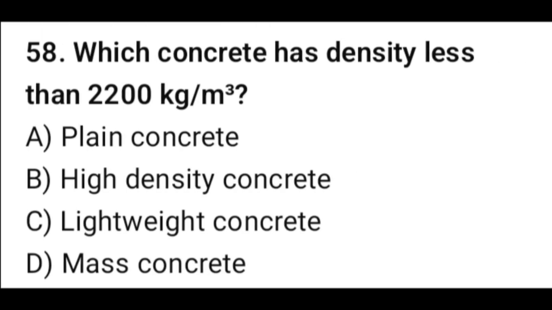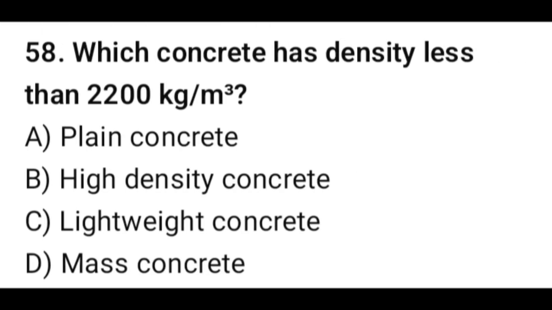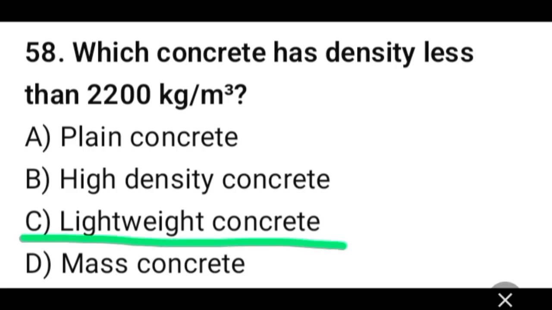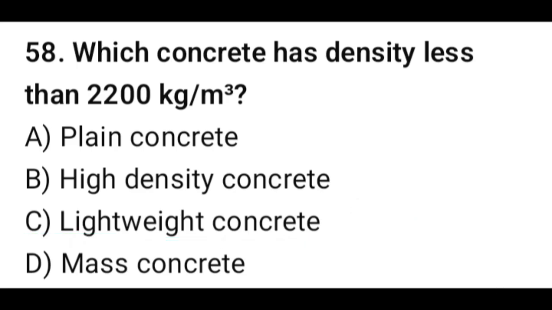Next question. Which concrete has density less than 2200 kg per meter cube? Option A is plain concrete, option B is high density concrete, option C is lightweight concrete, option D is mass concrete. The right answer is option C, lightweight concrete has density less than 2200 kg per meter cube.